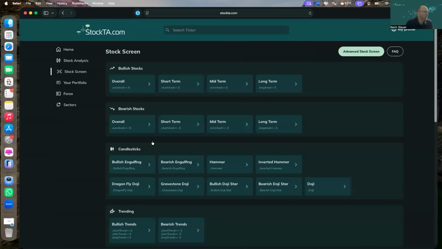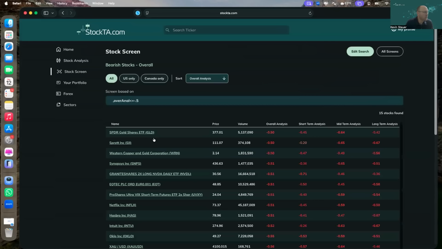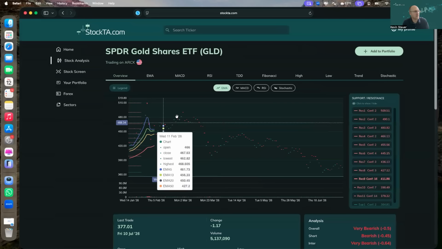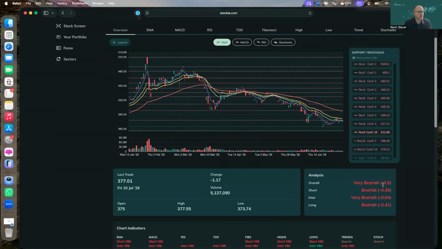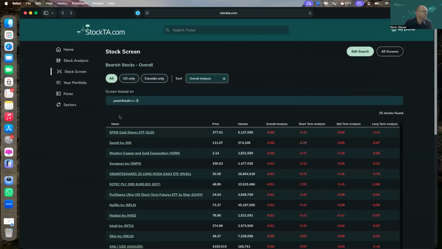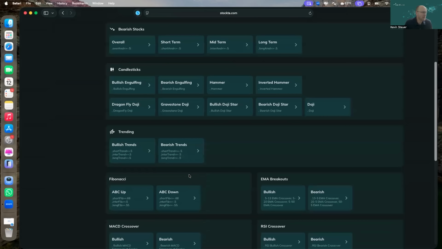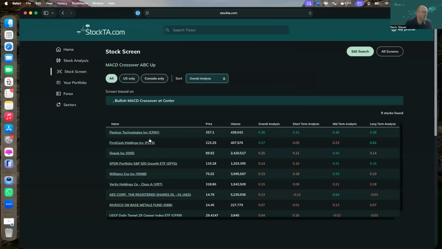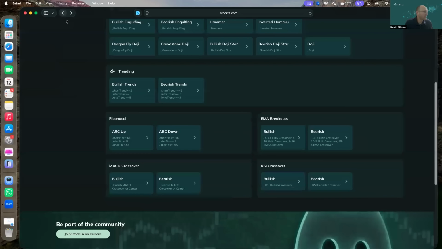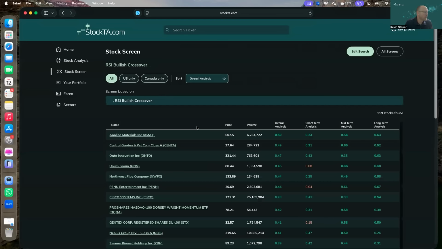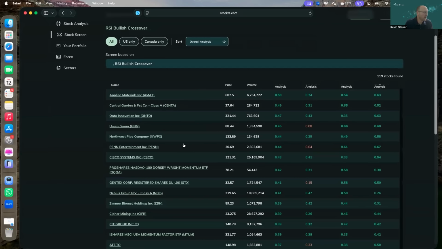If you go to the stock screen and go bearish, you can look at something overall or short term. So gold hasn't done very well lately. You can see very bearish overall, bearish short term. A lot of medium to heavy resistance numbers above it. And then if you go back to the stock screen, you can look for stuff, again, depending on what kind of trader you are. If you like the MACD, if you like RSI crossovers, it's really dependent on what kind of trader you are.